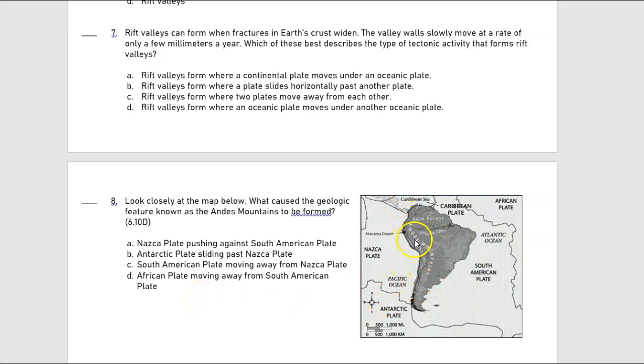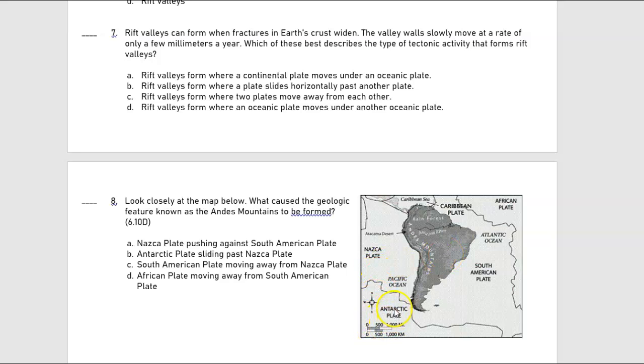So here's the Andes Mountains. Here's the Nazca Plate. Here's the Antarctic Plate. Here's the South American Plate. Here's the Caribbean Plate. And here's the African Plate. So, what formed the Andes? The Nazca Plate pushing against the South American Plate, A.